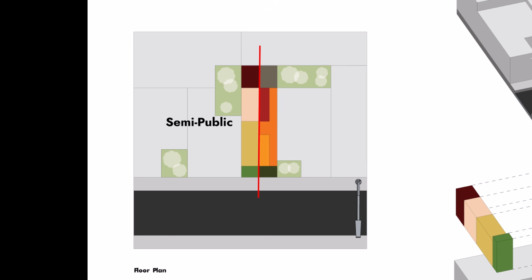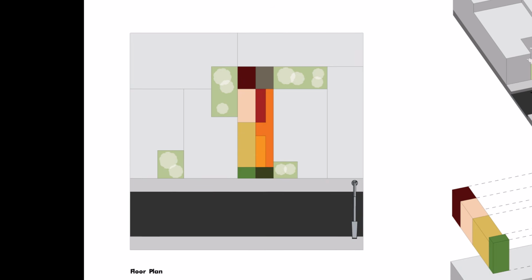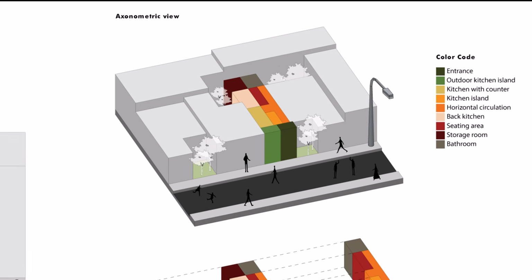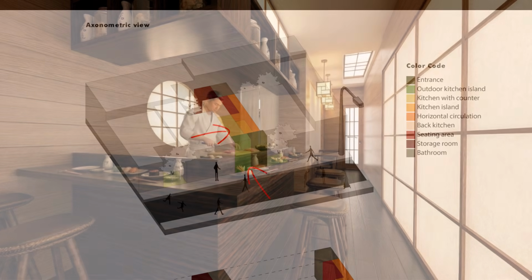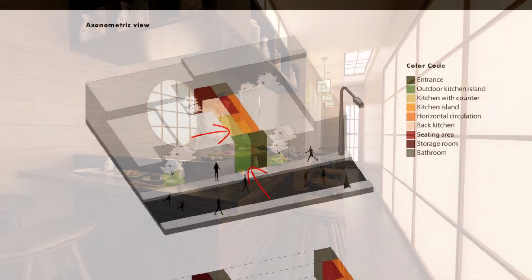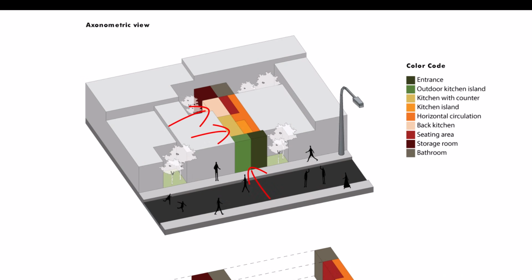On the left side, we place the semi-public service area, while on the right side, we organize the public seating areas. Starting from the front, on the left side, we begin with the outdoor sitting area, followed by the main kitchen with a sushi counter, where customers can watch the chef preparing the dishes. Behind that, we place the back kitchen. And finally, the storage room.